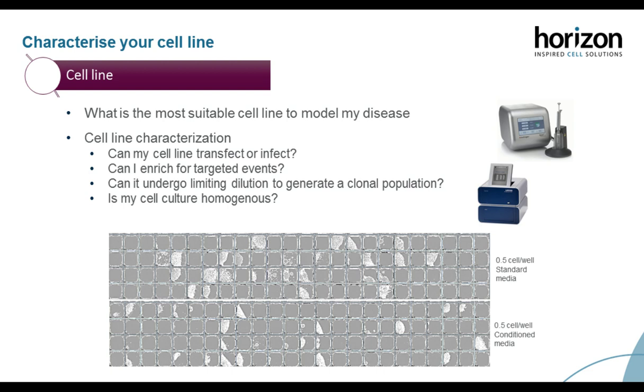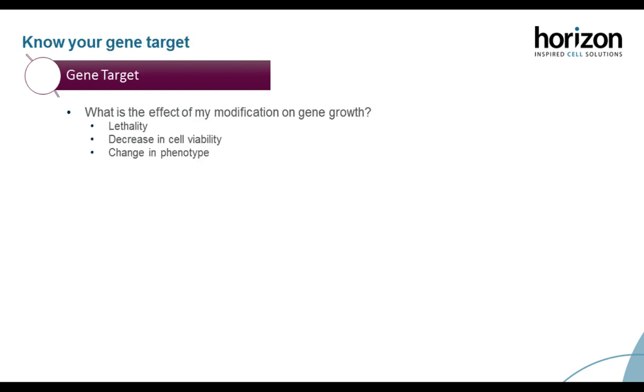So once you've characterized your cell line and found out that it can be genetically engineered, you should start thinking about your particular gene target, the gene that you're interested in. One of the first things you should think about is, what is the effect of my modification on growth? Will it be lethal to the cell or decrease the cell viability? Will the modification change my phenotype? And if it will change my phenotype, can I actually select for that phenotype? And is it important to select the cells for this phenotype before single cell diluting them?